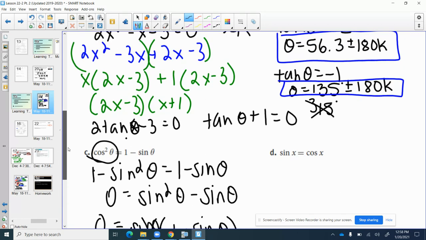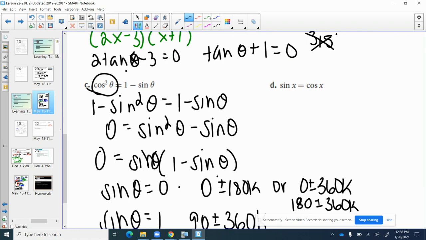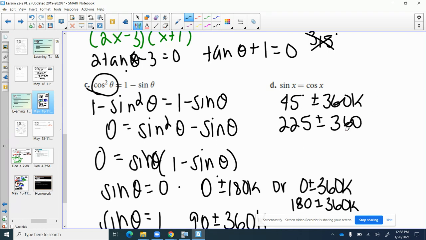And if we were talking about our last example, sine equaling cosine, that was 45 degrees and beyond. And so this was happening at 45 degrees plus or minus 360 and 225 plus or minus 360. Or you could have written this as just 45 plus or minus 180. You have options. Okay.